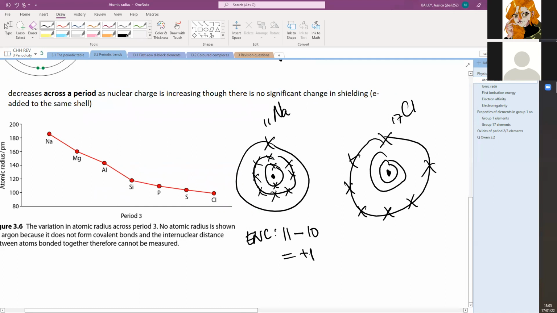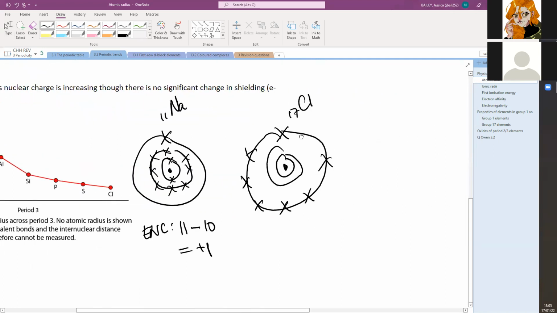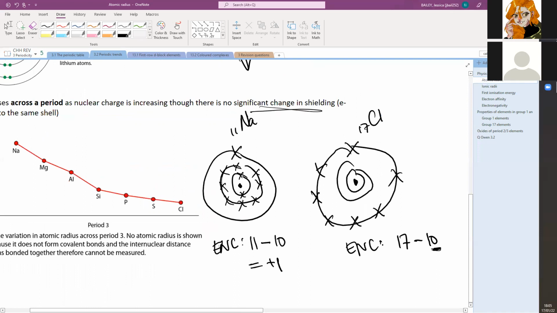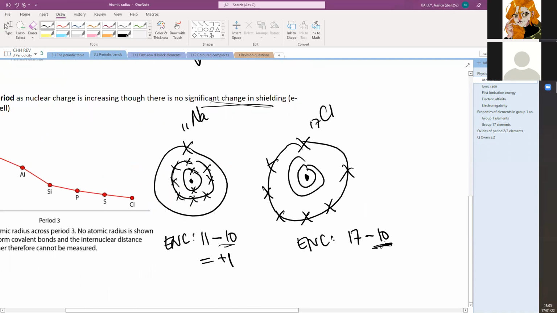And so your effective nuclear charge would be 1, whereas your effective nuclear charge for chlorine would be 17 minus 10, because your shielding hasn't really changed. That was what this thing is trying to say. There's no change in the shielding because I'm still subtracting 10. Like there's only 10 electrons that are causing repulsion still, but my nuclear charge has increased and the number of electrons has increased. So there's more attraction overall, which is what your effective nuclear charge tells you.